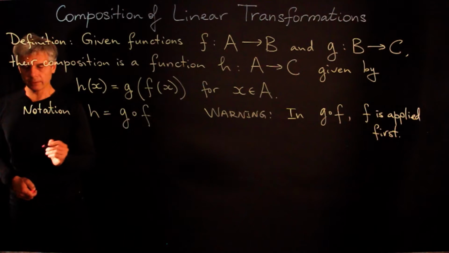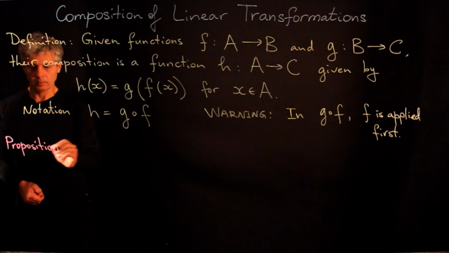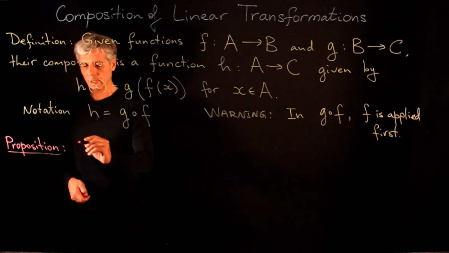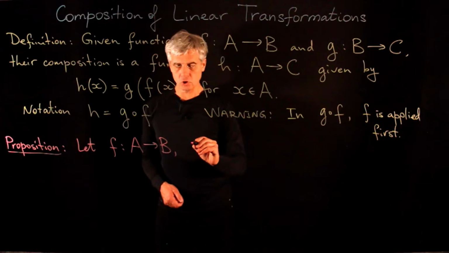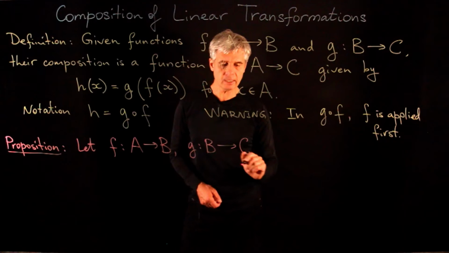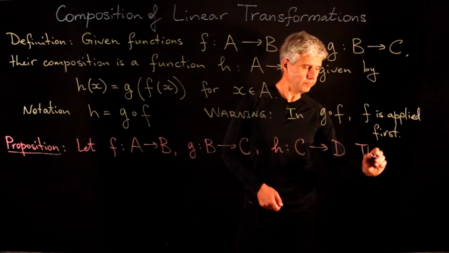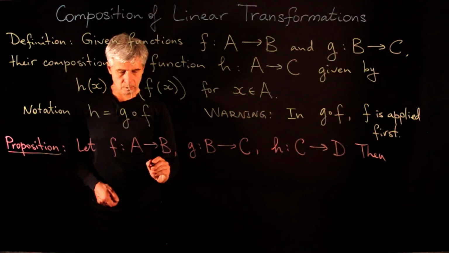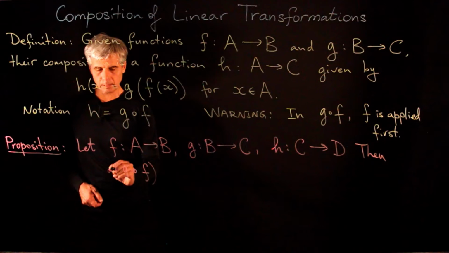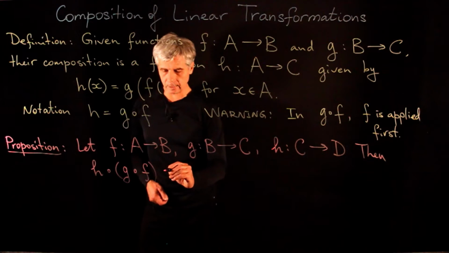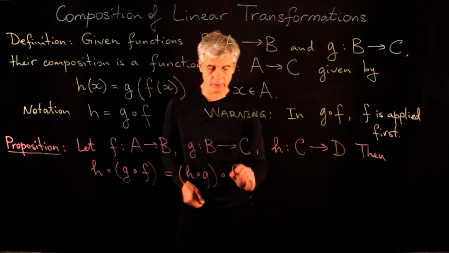Let us state the following basic yet fundamental property of composition. Proposition. Suppose now we have three functions. So let f from set A to the set B, g from the set B to the set C, and h from the set C to the set D. Then we have the following. If we take a composition of g with f and then take a composition of this with h, the result is the same as if we take a composition of h with g and then take the composition of that with f.